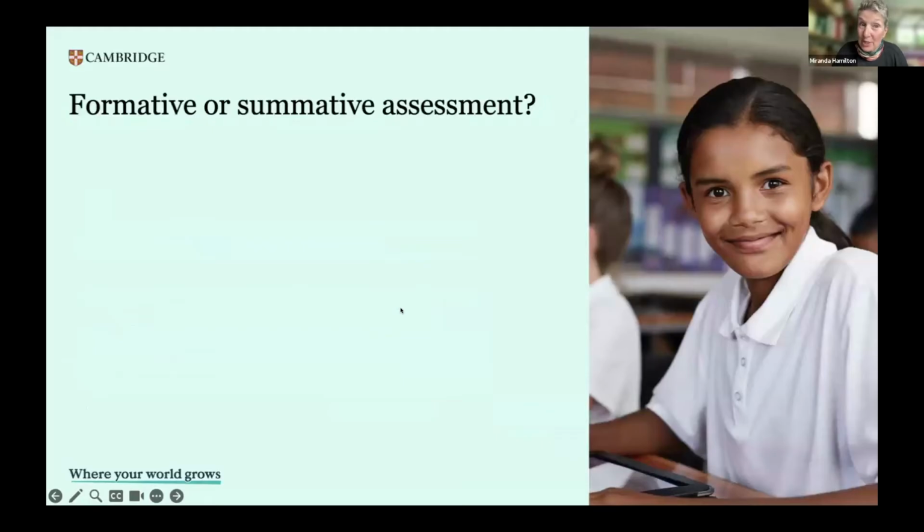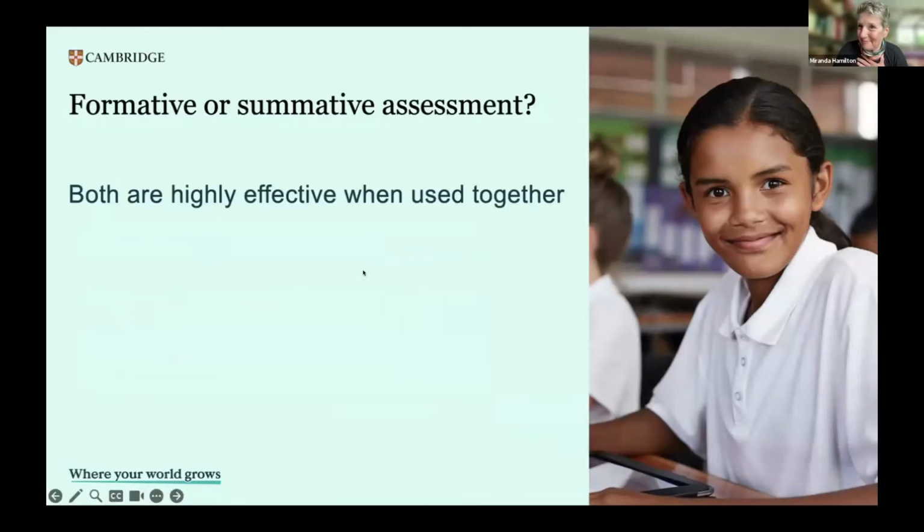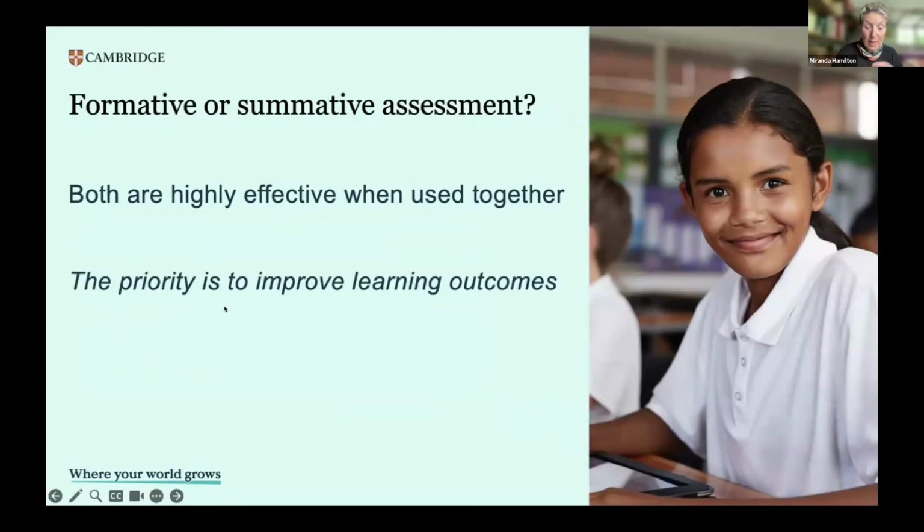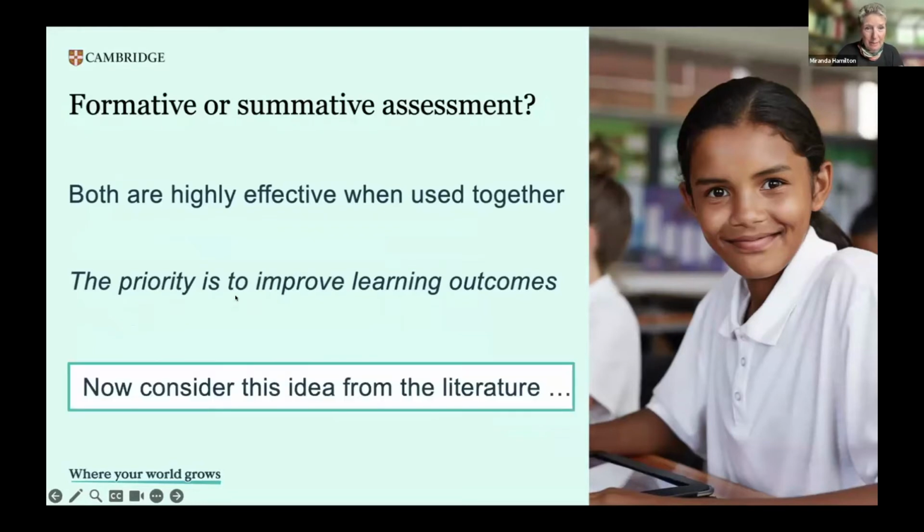So the question is, do we go formative or do we go summative? Which is the best? What's best for my learners? Well, I'm happy to report that both are highly effective when they're used together, because the priority is to improve learning outcomes. That's our goal, to help learning.